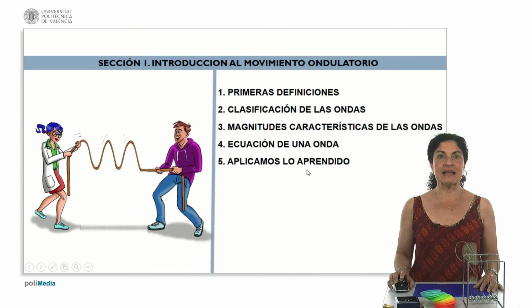I will continue in lesson 4 with an analysis of the equation of a wave, and finally what I will try is to give some examples as everyday as possible to apply everything we have learned in the previous 4 lessons.